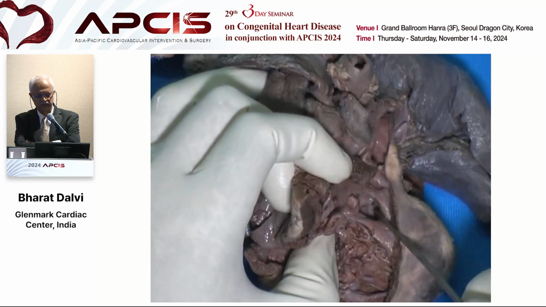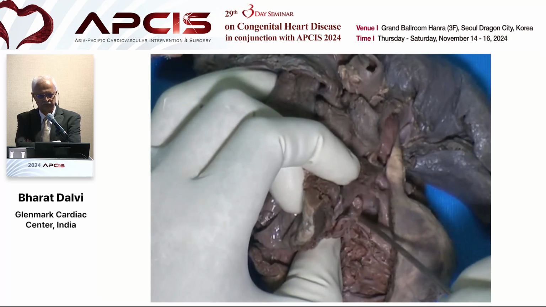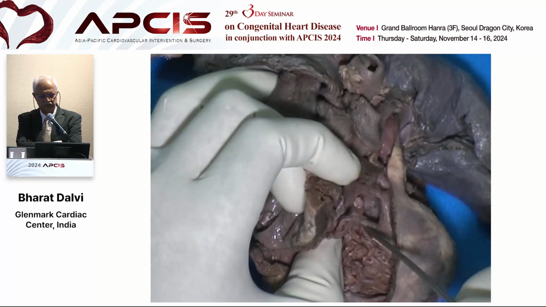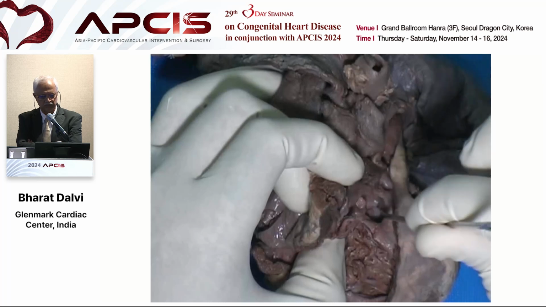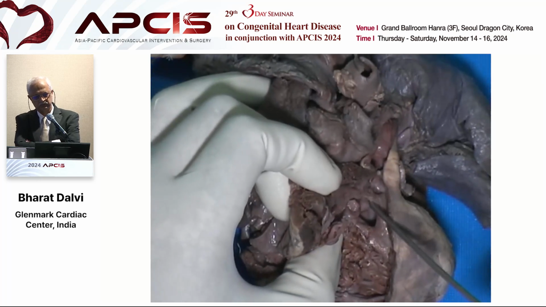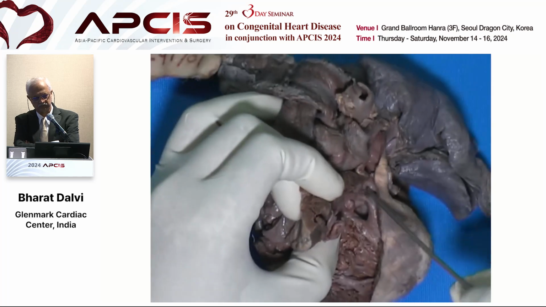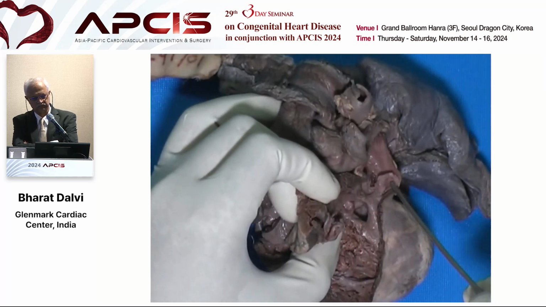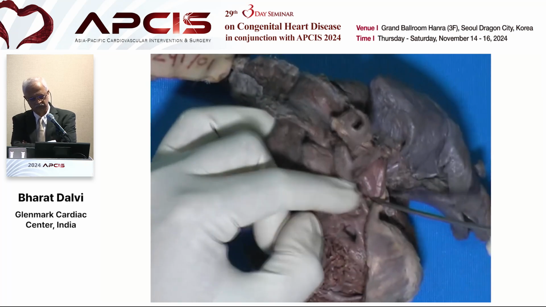You can see with its characteristic VSD, the two limbs of the V, which is formed by the two limbs of trabeculoseptomarginalis, and that's the ventricular septal defect. And the interesting part is that the outlet septum has moved from its original position, but not causing any significant outflow tract obstruction. And this is yet another variation in the outflow tract, which you can see here.